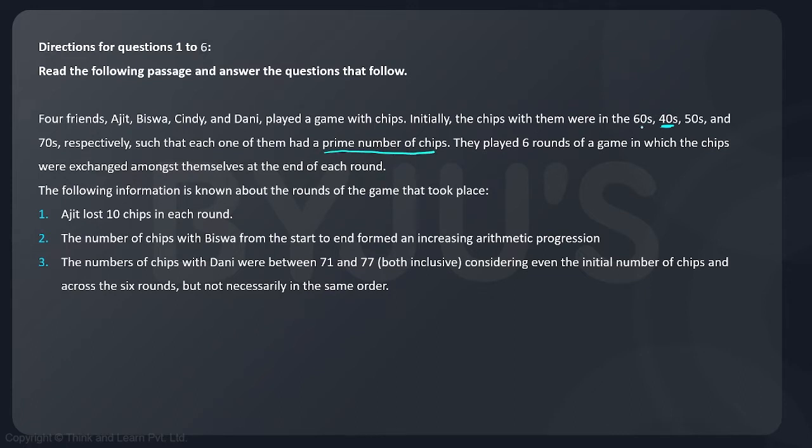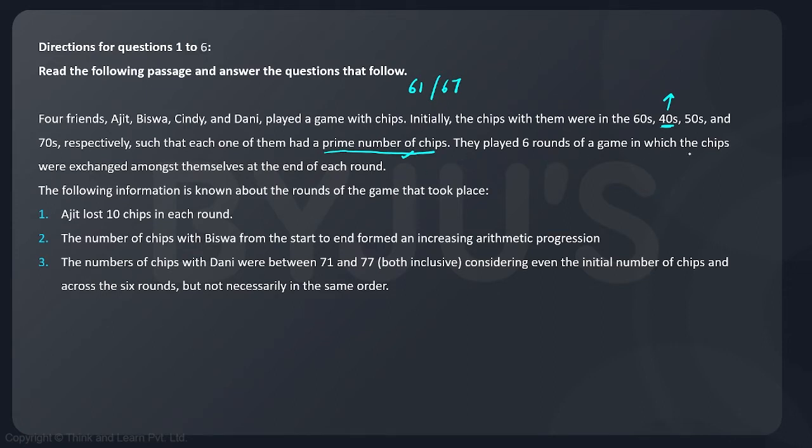In 60s means it is 61, 62, 63, etc. But if it's a prime number, it can be 61 or 67. Similarly, in 40s means 41, 42, 43, 44, etc. But if it is a prime number, it can be 41, 43 or 47 only. And that was for the other people as well.